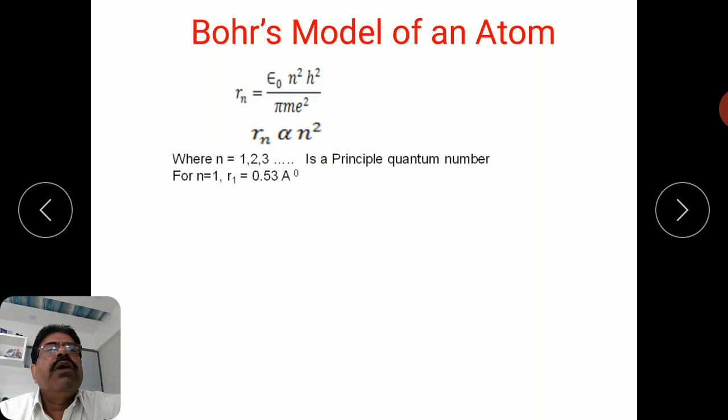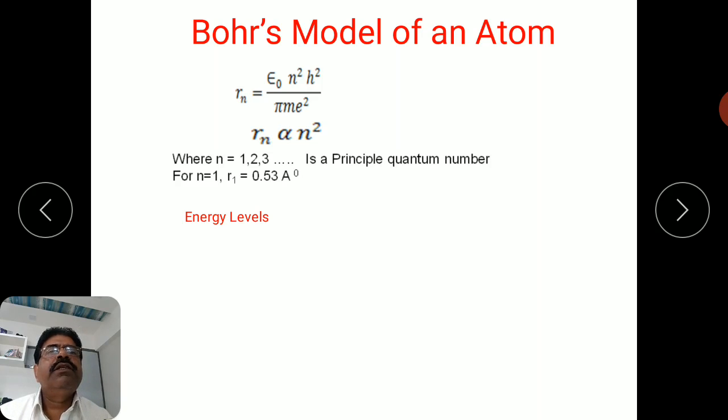If you substitute the value n is equal to 1, and substitute the values of the other constants, that is epsilon 0 the permittivity of free space, h Planck's constant, the value of pi, m the mass of the electron, and e the charge on the electron, what you get is R1 is equal to 0.53 angstrom. So it is the radius of Bohr's first orbit. Like this you can find the radius of the stable Bohr orbits by substituting the values of n and the rest of the constants in this particular equation for Rn.